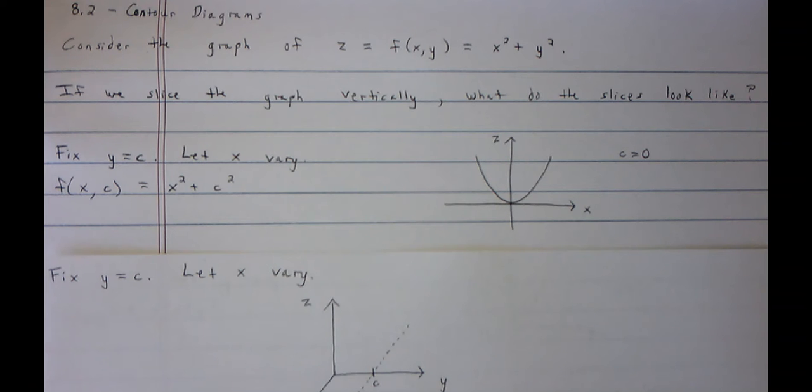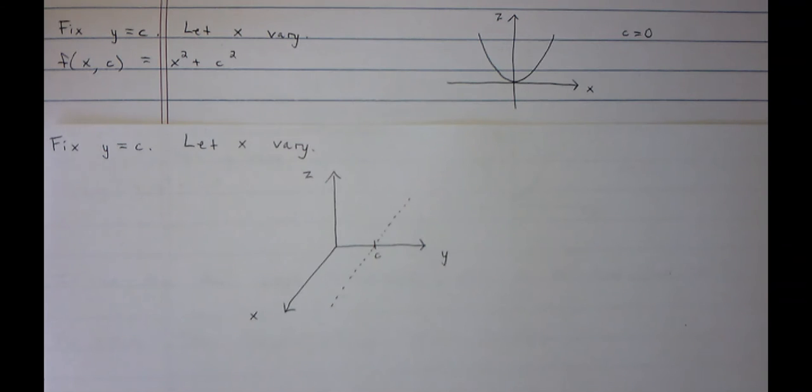If we slice the graph vertically, what do the slices look like? So let's imagine setting this surface on a cutting board and bringing the blade down to get a vertical slice. We should think about how we want to position the surface on the cutting board. We could do it in such a way that we're slicing parallel to the x-axis, or we could position it such that we're slicing parallel to the y-axis. Let's first fix y equal to c and let x vary.